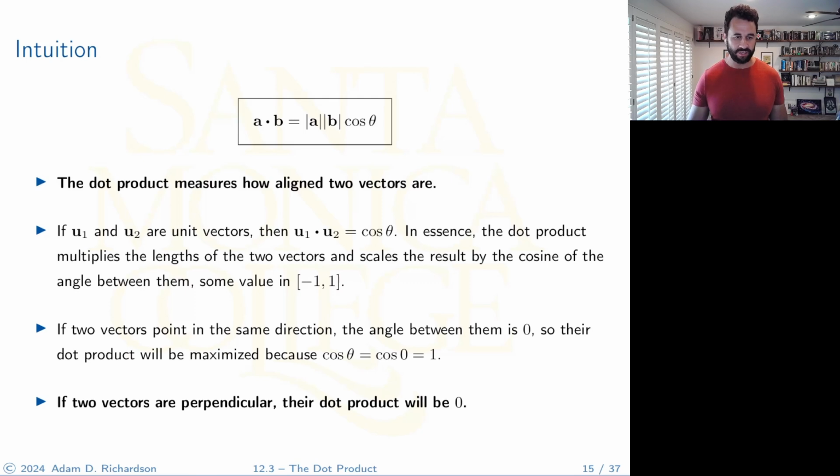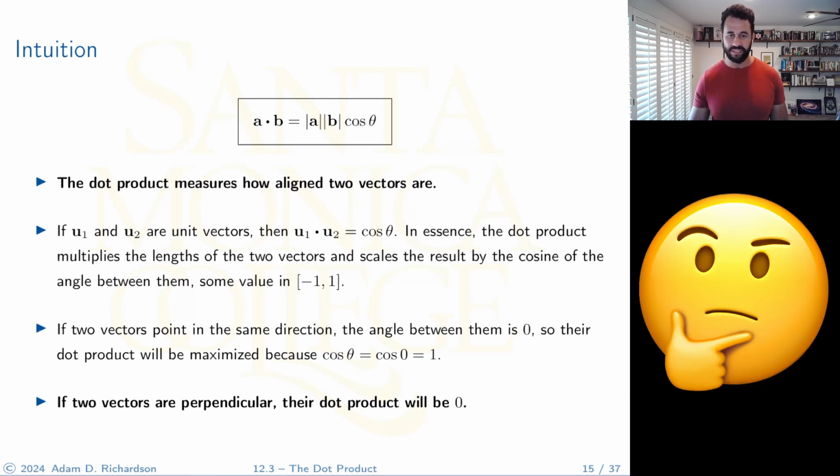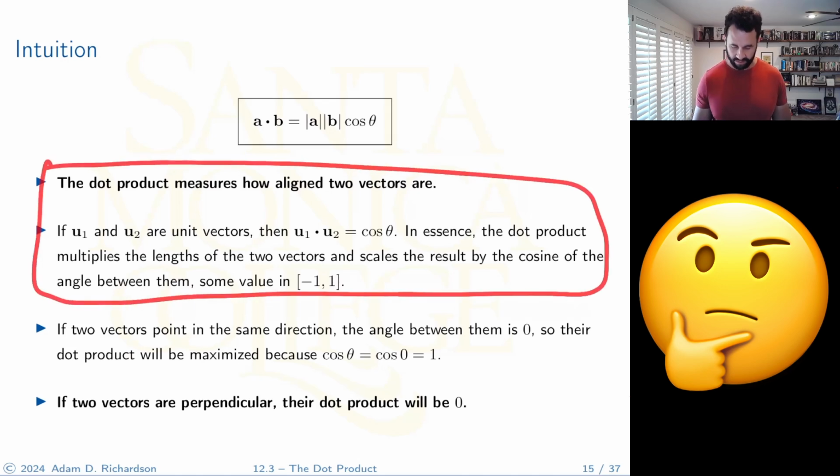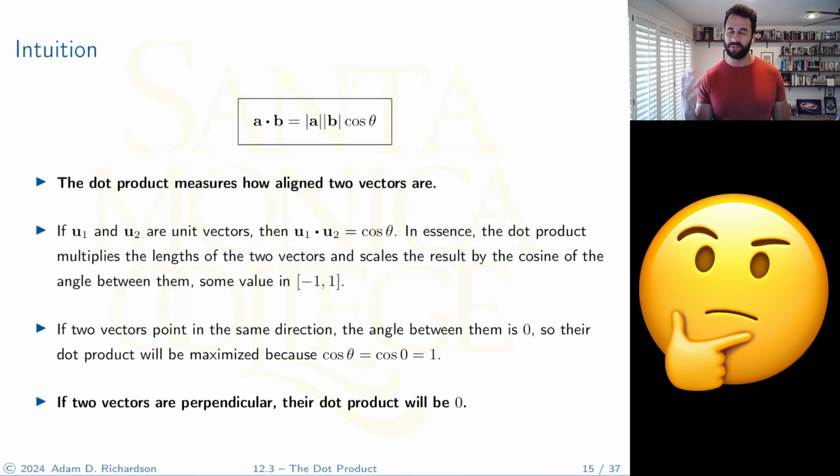All right, so I want you to ponder that for just a minute. Ponder what I just said. Ponder these first couple of lines. Read that a couple of times and let that sit in your head for a minute. Really, the dot product is helping us figure out how aligned two vectors are.